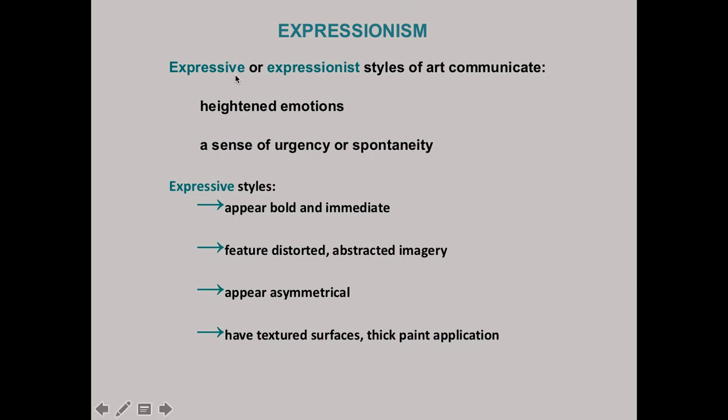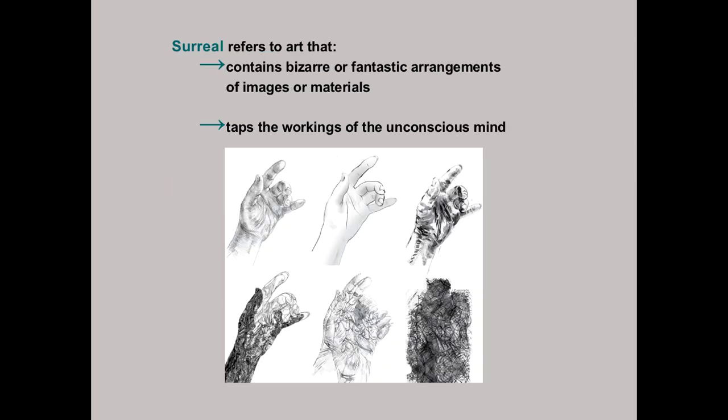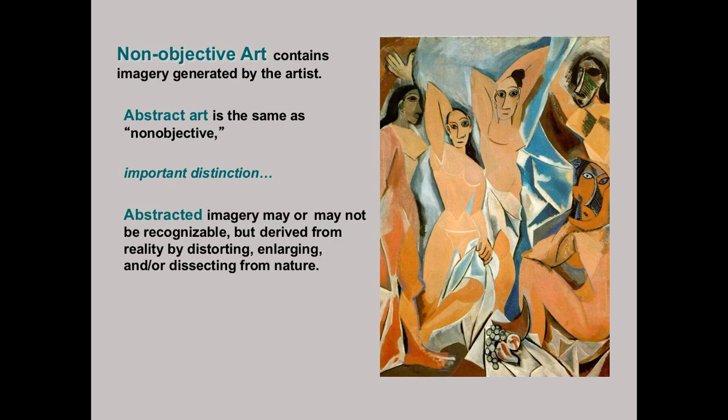So expressionism or expressionist styles of art, they're heightened emotion, a sense of urgency or spontaneity. Expressive styles are going to appear bold and immediate, featured and distorted, abstract imagery, asymmetrical, textured surfaces. Surreal, it's bizarre, fantastic arrangements of images or materials, and it taps the workings of the unconscious mind. So in this case, maybe somebody's thinking about the structure of the hand within the hand. Maybe they dreamt about it and recorded it.